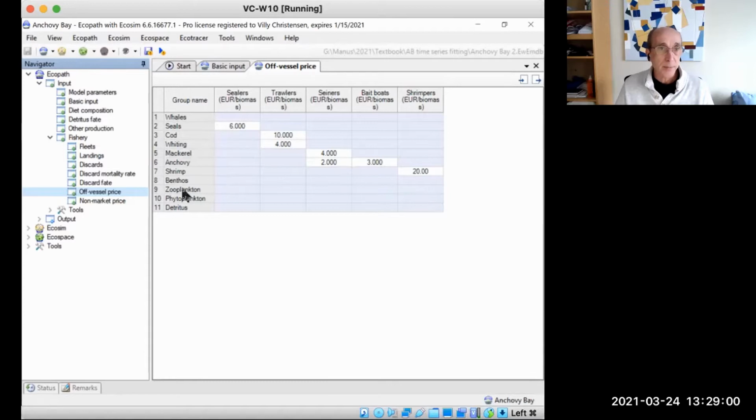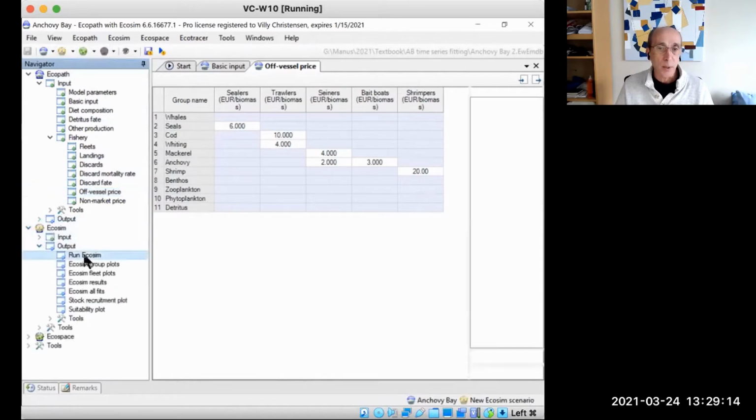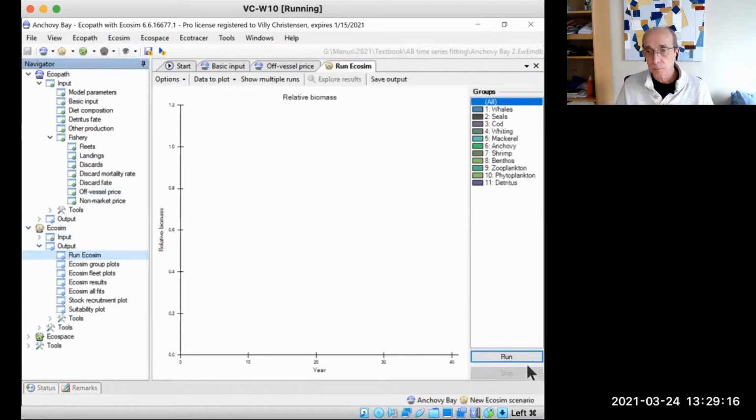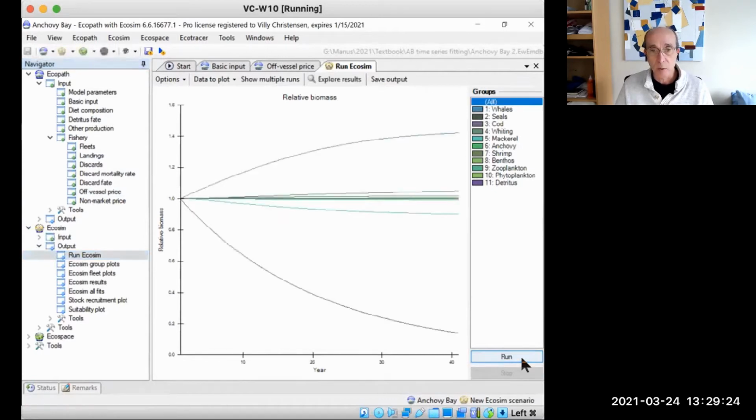So we have that. Then the next thing is, let's go to Ecosim, and we're going to load an Ecosim scenario. We don't need the time series for this. So just load an Ecosim scenario, go down there, output, run Ecosim. So I'm in Ecosim, output, run Ecosim. And this is what I always do: first go in and just click run, just to see what we have in the model.